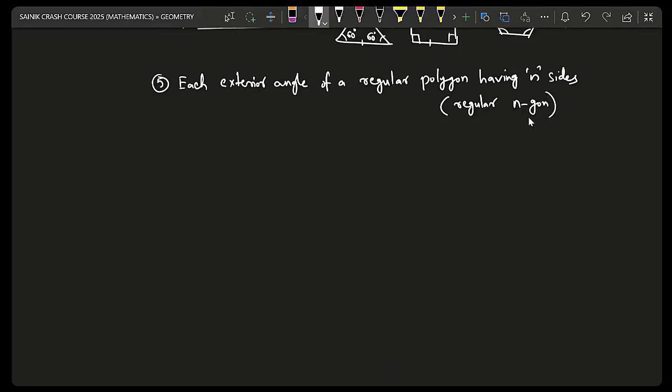Now I want the answer from students. What is each exterior angle of a regular polygon having N sides? Who will answer this? What is each exterior angle of a regular polygon having N sides? Yes, Akshara? 360. Yes. Can you explain why?